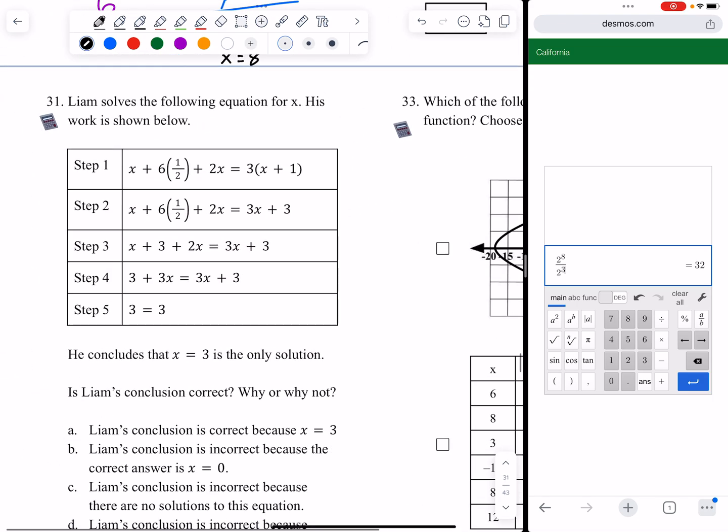So Liam solves the following equation for x. His work is shown below. He concludes that x equals 3 is the only solution. Is he correct? Okay. So it doesn't say that he is. Anytime we're doing this, let's just solve it ourselves and figure out if it's true or not.